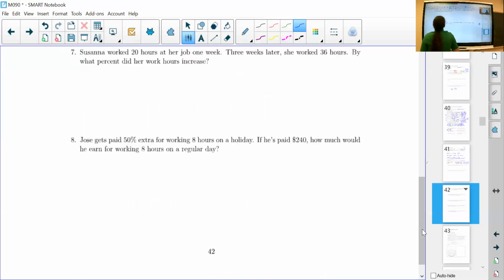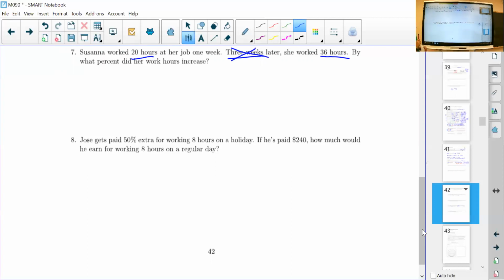Number 7, we're working 20 hours 1 week, and 3 weeks later she works 36 hours. We want to know by what percent her hours increased. So we've got 20 hours, we've got 3 weeks later, we've got 36 hours. Again, we have three numbers. One of these is not needed. One of these is irrelevant. 20 hours at her job, 36 hours, those are important, but 3 weeks later, I don't care. It could have been next week, it could have been last week. This part does not affect the problem.